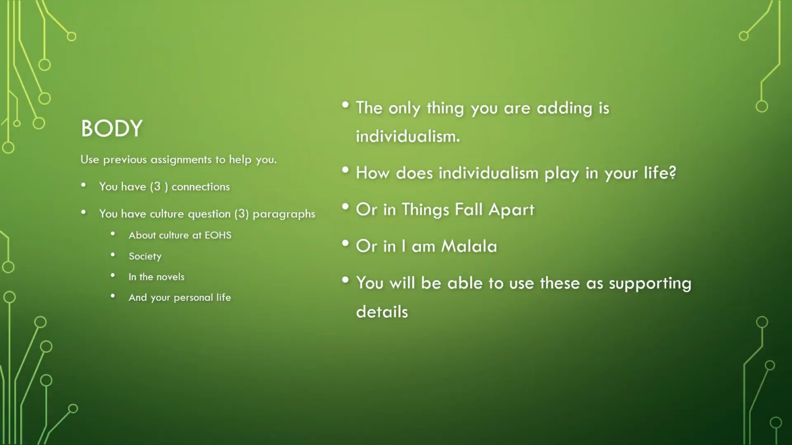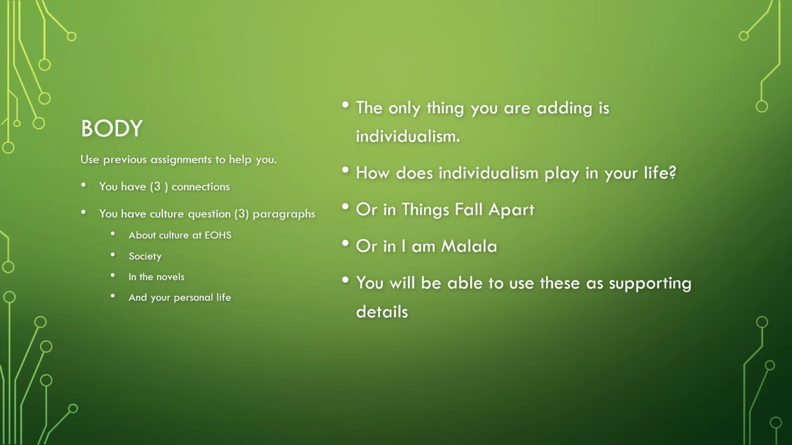Okay, the next thing, as you know, is the body. Once again, we're going to use previous assignments to assist you. You have already made connections: text to text, text to self, text to world. You have culture questions, and those paragraphs that you were assigned. So you have four of those things that you can also utilize. Those are seven items already that can be utilized in your essay as supporting details. The only thing you are adding is the topic, individualism.